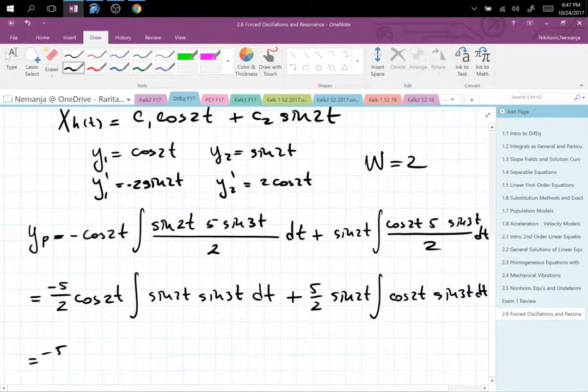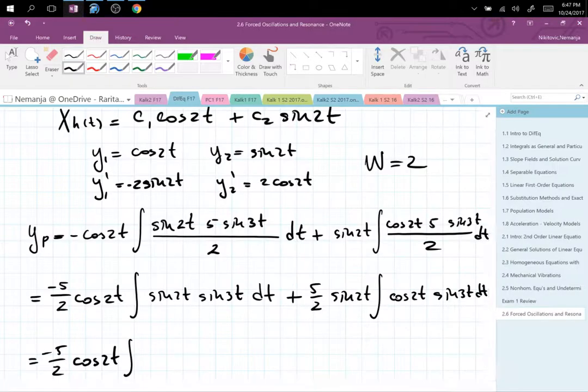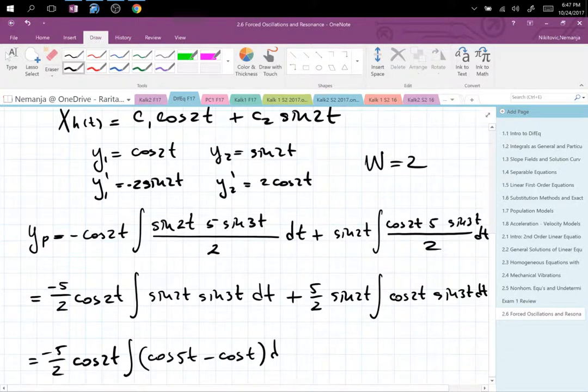Equals negative 5/2 cosine 2t. And I have sine sine. Sine sine is the second one, so it's 1/2 cosine of addition minus cosine of subtraction, but then cosine is just t there. dt, and there is a 1/2, so it becomes a 1/4 over here.